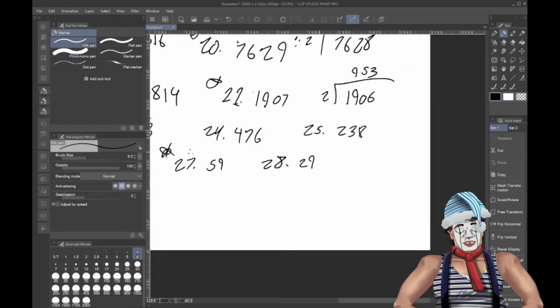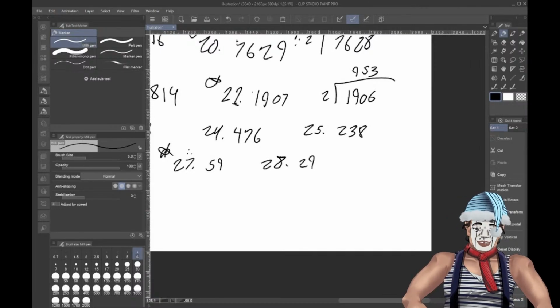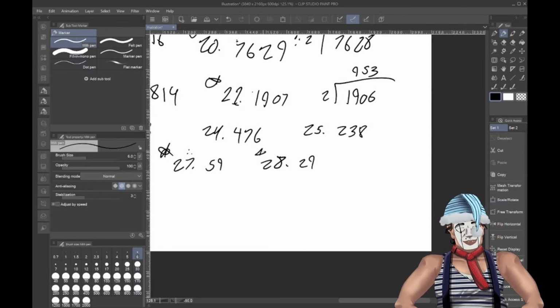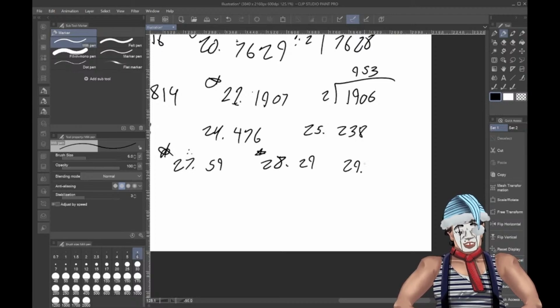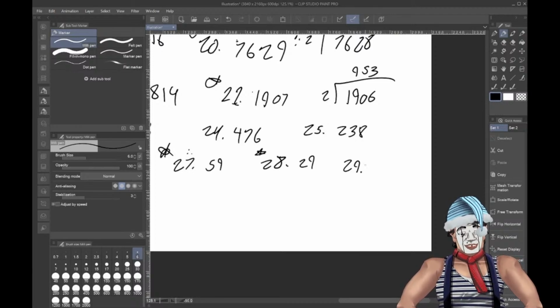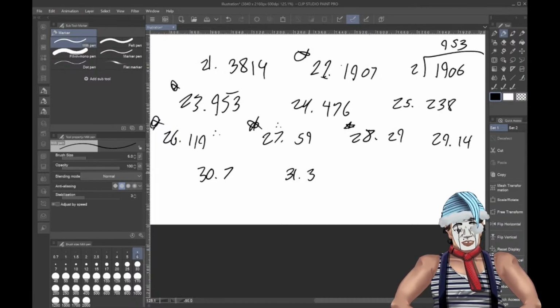But no. Game 28, there's 29 people. I hope I didn't do my math wrong anywhere. I'm gonna double check later, but okay. Game 29, there's gonna be 14 people. It's almost there. On game 30, there's 7. On game 31, there's gonna be 3. And on game 32, you've won the game.